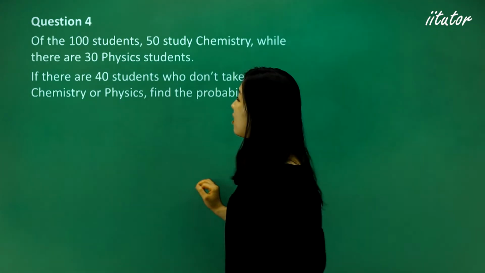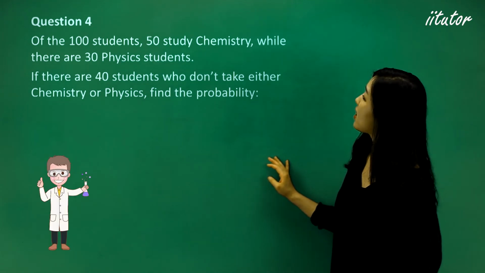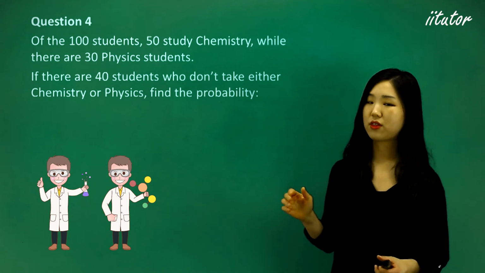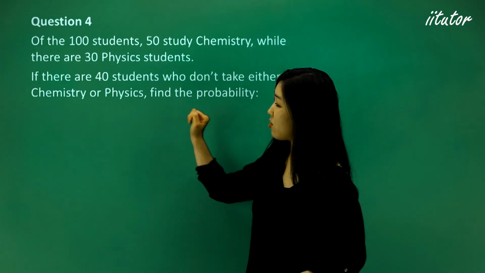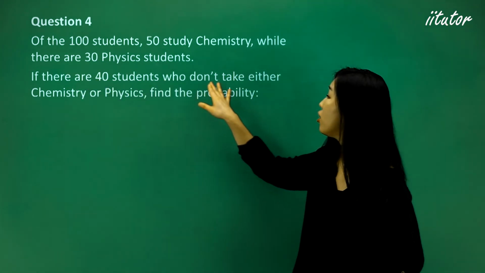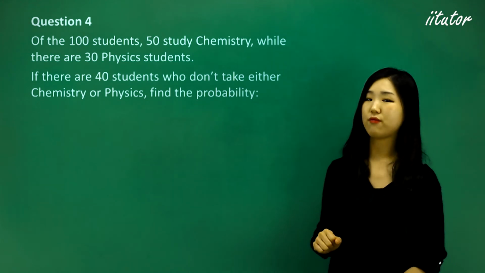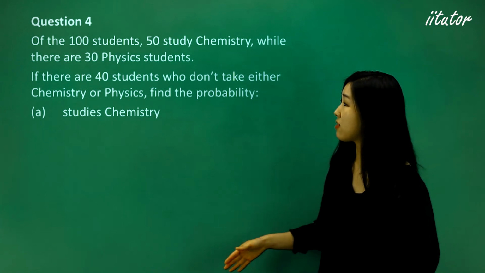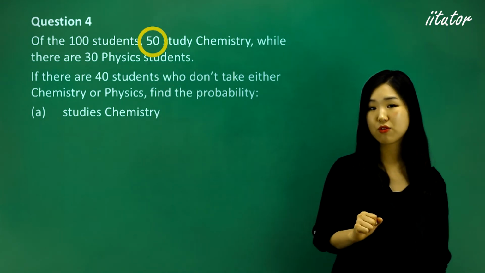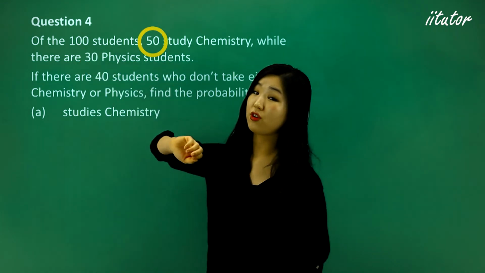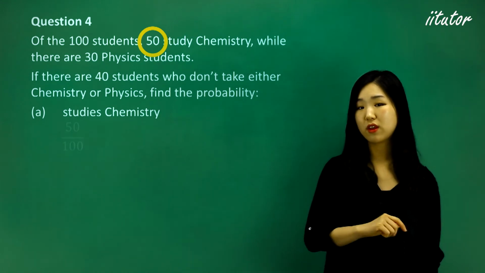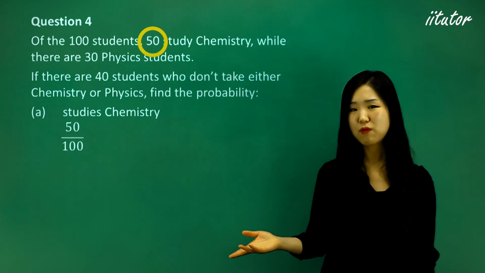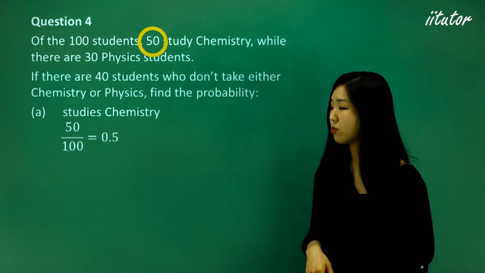Question 4. Of the 100 students, 50 study chemistry, while there are 30 physics students. 50 do chemistry, 30 do physics. And they also give us additional information. If there are 40 students who don't like either chemistry or physics, find the probability of, firstly, that studies chemistry. You can see that there's clearly 50 who study chemistry. And they tell us that there are 100 students. So the probability of people who study chemistry will simply be 50 out of 100, which is 50%, which is half. I'll just keep it as a decimal, 0.5.